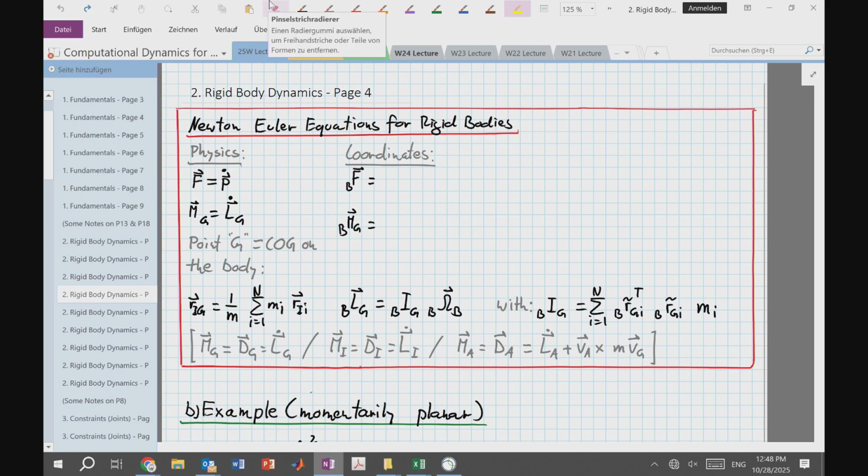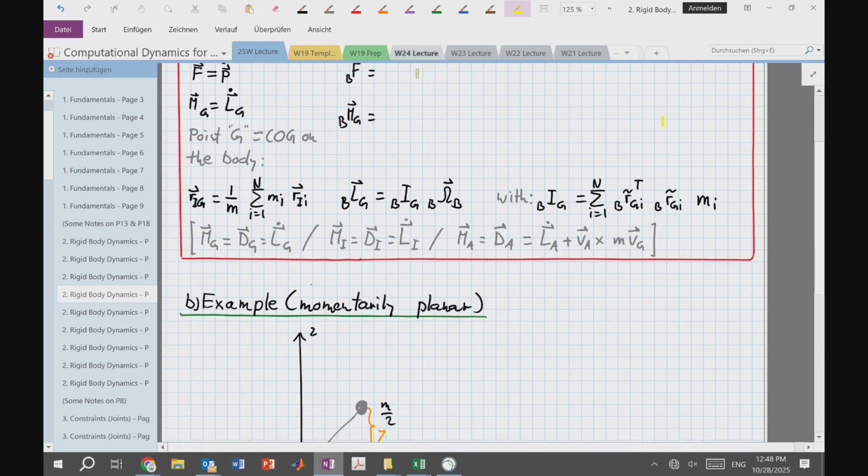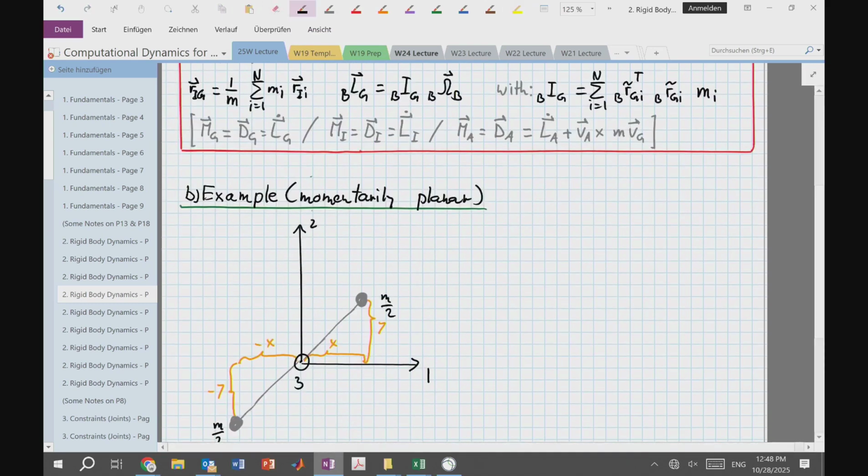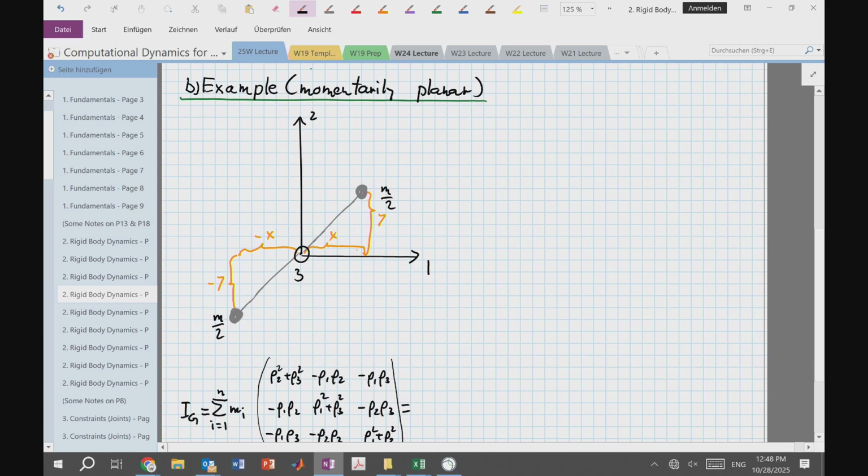don't care about this. OK, I want to do an example. And you find this on your template. You have here a little system. It consists of two particles, which means my center of gravity is nicely smack here in the middle. Particle 1, particle 2. And I have a motion around the two axes.